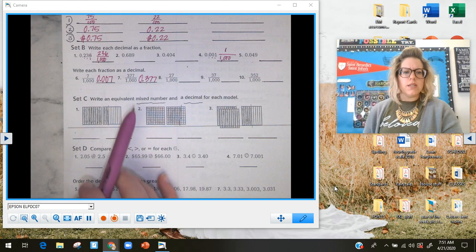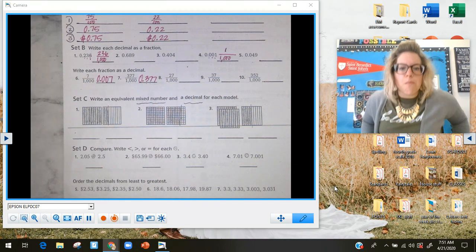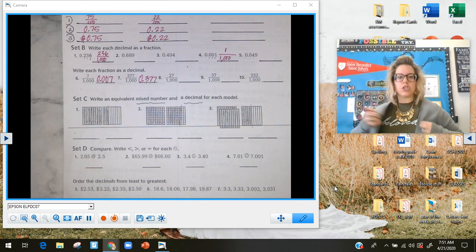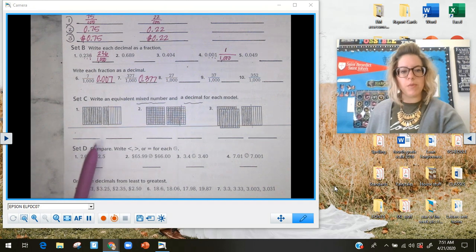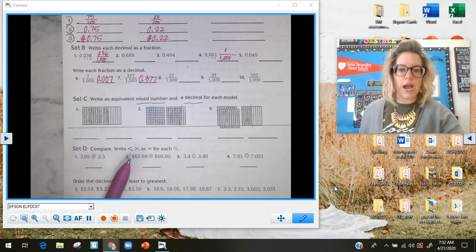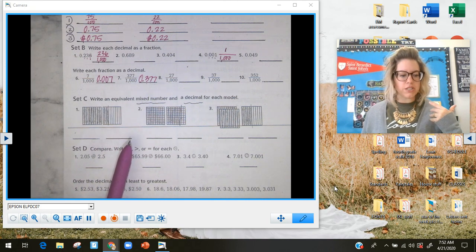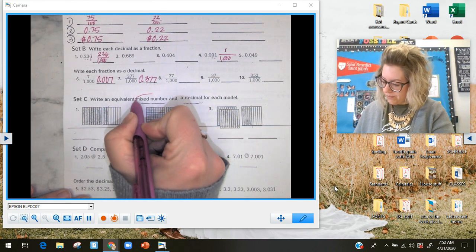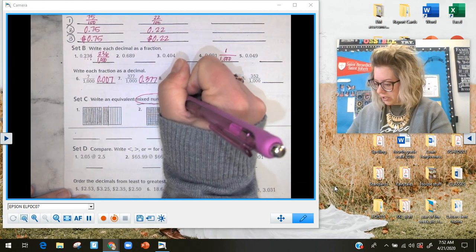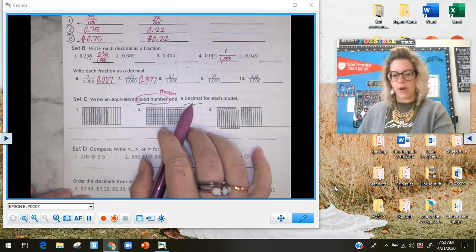Okay. Set C, it says write an equivalent mixed number and a decimal for each model. Okay, so you're going to see how many are shaded, and then what is the fraction of the last one that's only partially shaded. Okay, so you write it first as a mixed number. So that's like a fraction. And then we write it as a decimal.